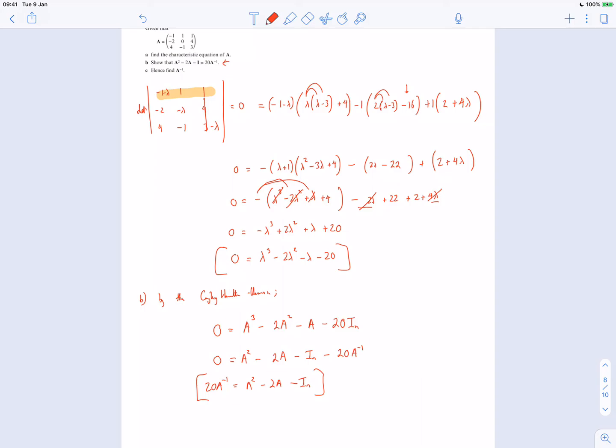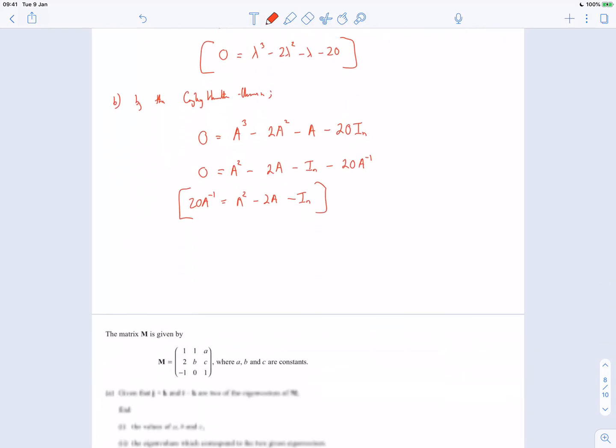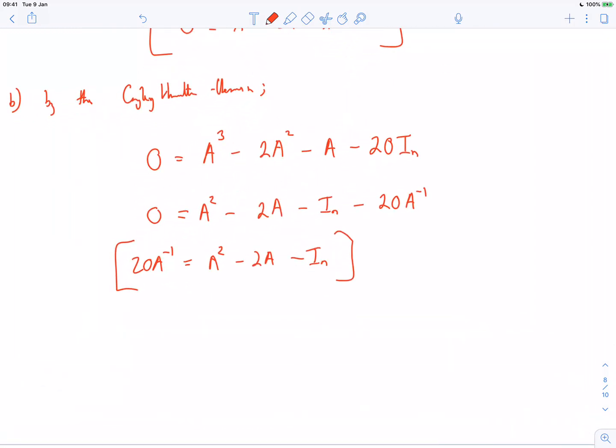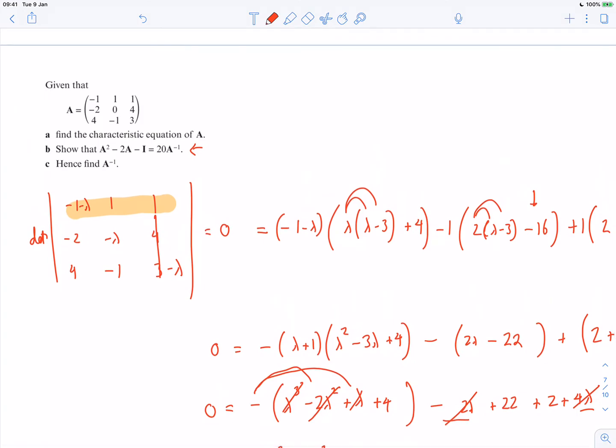Okay, not particularly difficult. I'm going to use my calculator function. So what I'm going to do is math, vector, go to my 3x3, and because they're all numbers, I'm going to type in minus 1, 1, 1 in the top, then minus 2, 0, 4, then 4, minus 1, 3. Okay, so that's saved as matrix A.